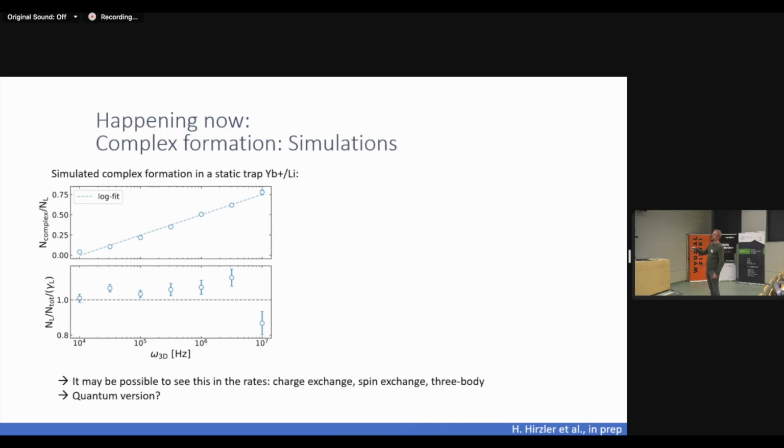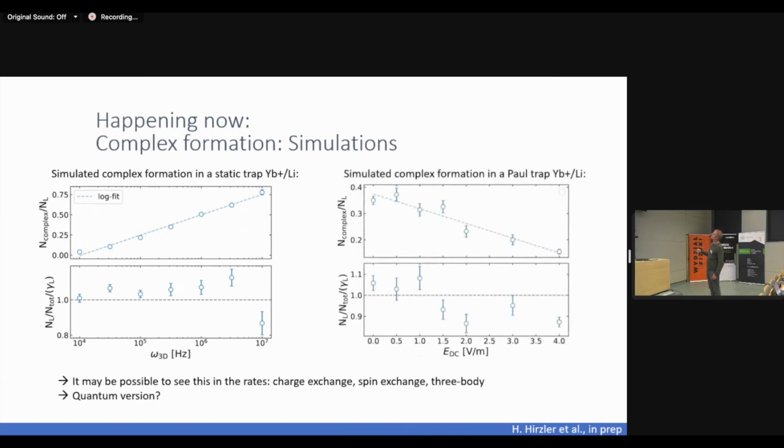And the trick is always to save time. So you start aiming atoms at ions, right? But of course you want to have fair sampling. So this needs to look reasonably like one, I guess, and it kind of does. So this is real, and also in a Paul trap, which is more important, I guess, the simulated complex formation actually scales with the offset field.